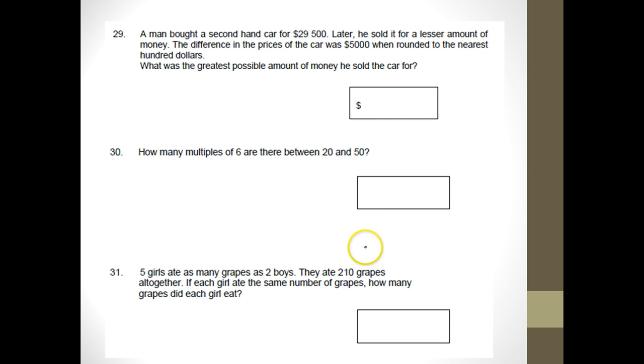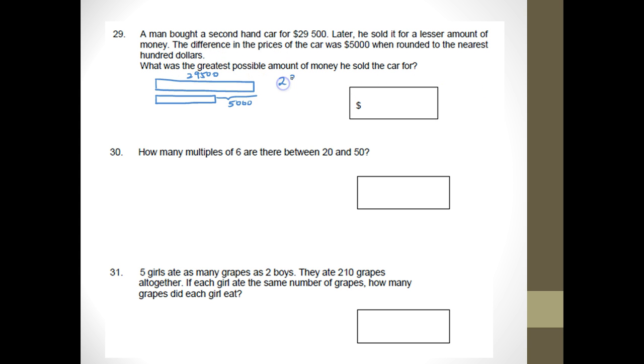Question 29. A man bought a second-hand car for $29,500. Later he sold it for a lesser amount of money. So this is the amount, 29,500. He sold it for a lesser amount. He sold the car at this amount, which is a difference of 5,000 when rounded to the nearest 100.